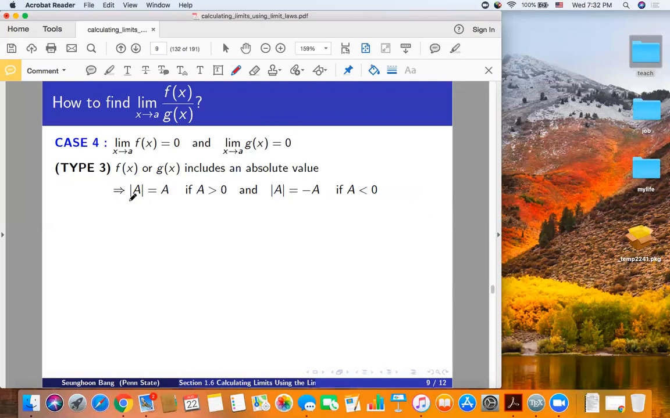Here, case 1 is this case. The absolute value of 5 is itself, 5. What about the absolute value of a negative number? a is a negative number. The absolute value of minus 5 is not minus 5. What is it? It is 5. How do you get 5 by using negative 5? Negative minus 5. This is the idea. So minus a. So we have it. This is the second case.